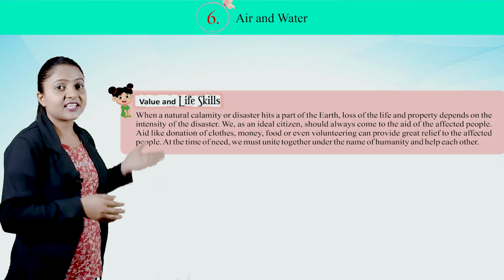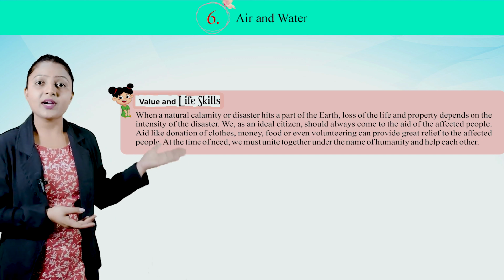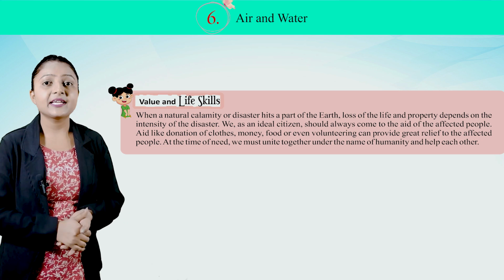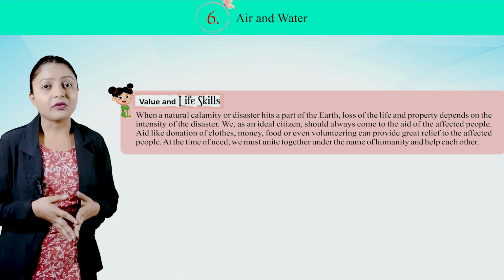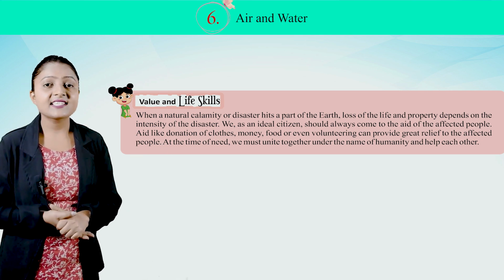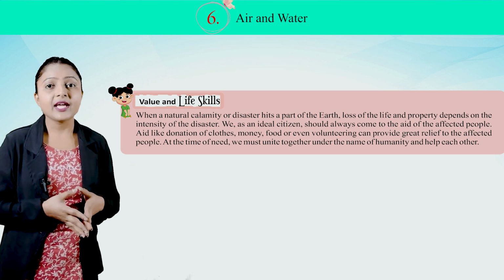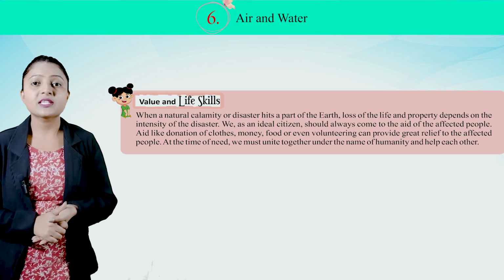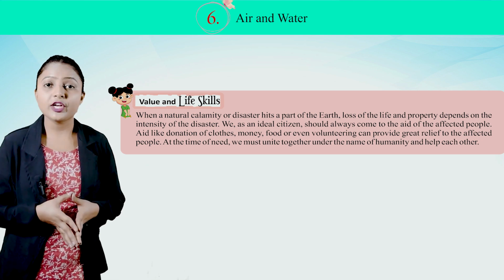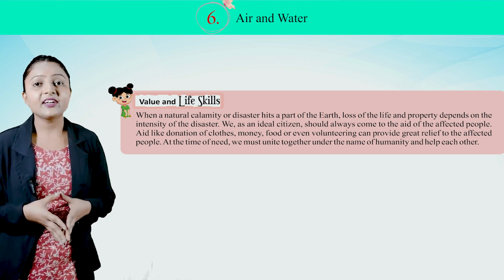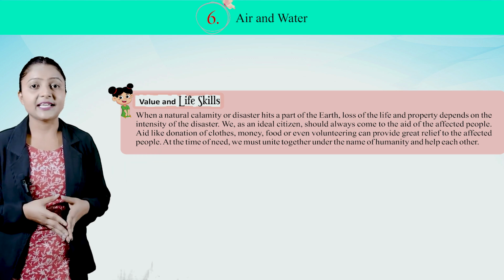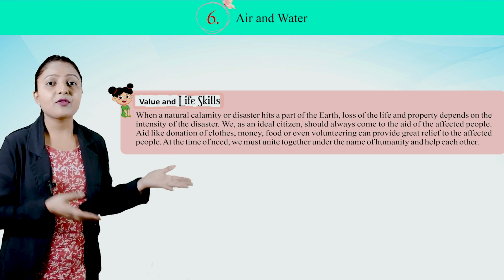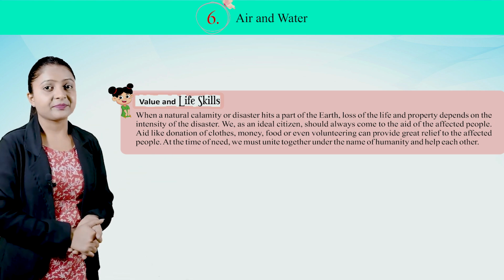Value and life skills. When a natural calamity or disaster hits a part of the earth, loss of life and property depends on the intensity of the disaster. We, as ideal citizens, should always come to the aid of the affected people. Aid like donation of clothes, money, food, or even volunteering can provide great relief to the affected people. At the time of need, we must unite together under the name of humanity and help each other.